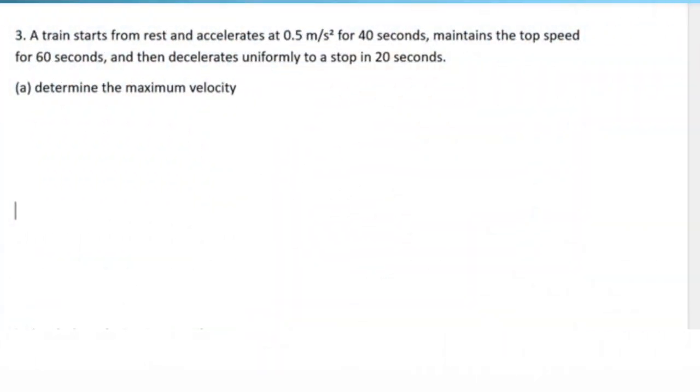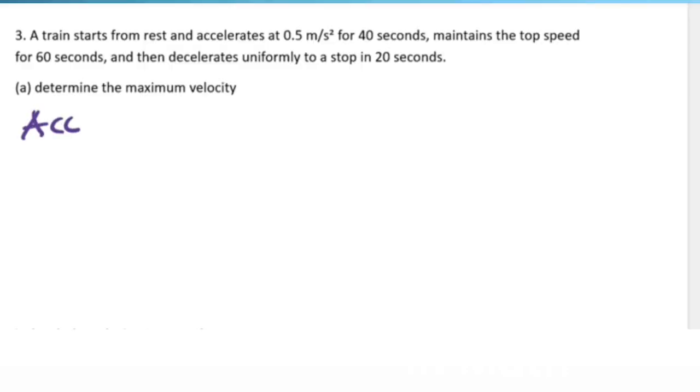Question number 3. A train starts from rest and accelerates at 0.5 meters per second square for 40 seconds, maintains the top speed for 60 seconds, and then accelerates uniformly to stop in 20 seconds. Part A. Determine the maximum velocity. The maximum velocity is that velocity that was maintained for 60 seconds, and it is the same as the velocity after 40 seconds. And acceleration is 0.5 meters per second square.